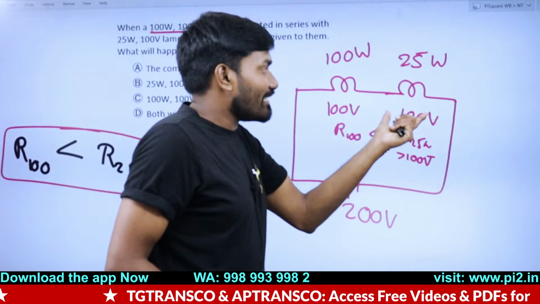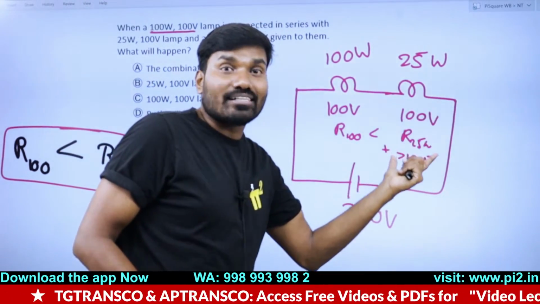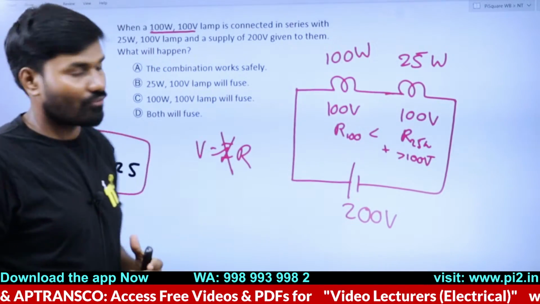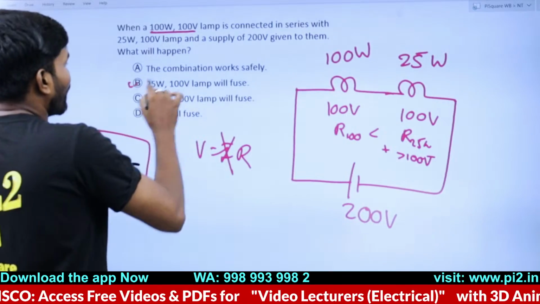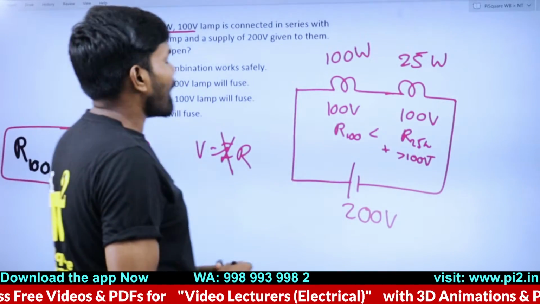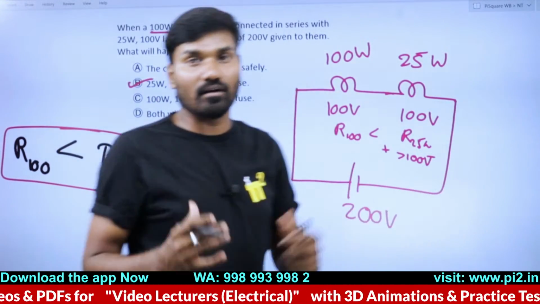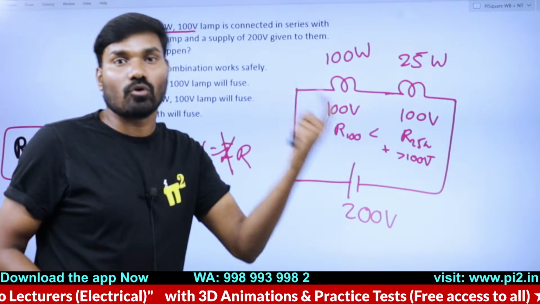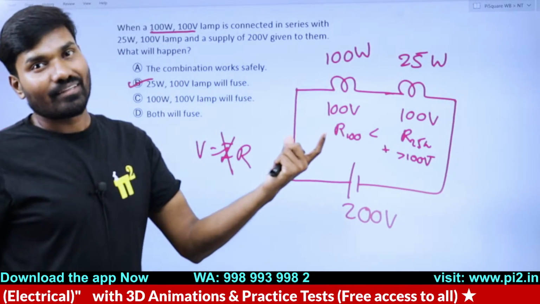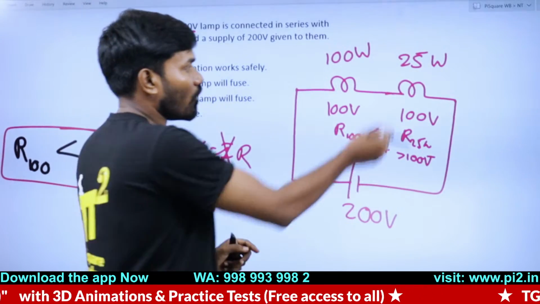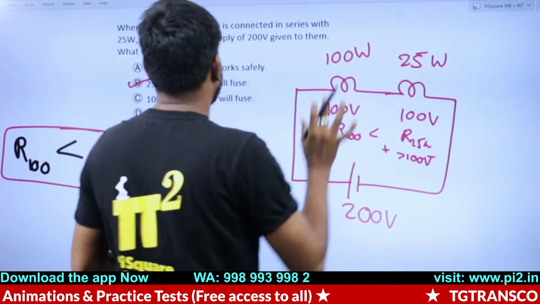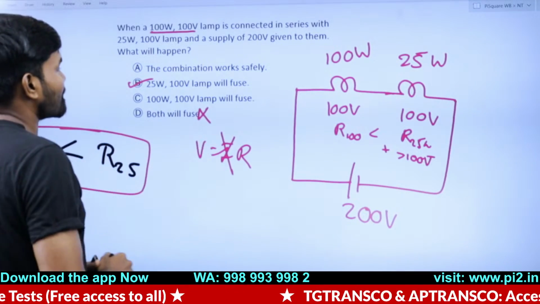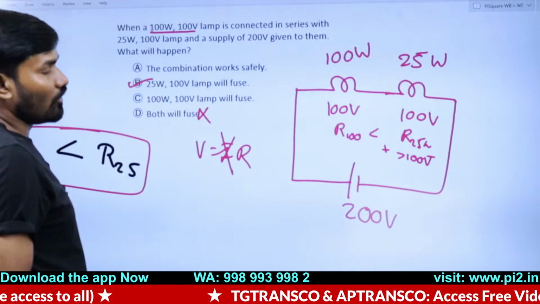If this is designed to handle 100 volts, but the voltage that appears is more than 100 volts, boom, it is going to get damaged. The 25 watt 100 volt lamp will fuse, will burn. Nothing will happen to this other one. It will neither glow nor blow, it will be as it is. Because the blown one is open circuited, it will still be there in the circuit. So this is not the answer. This is the answer. Okay?